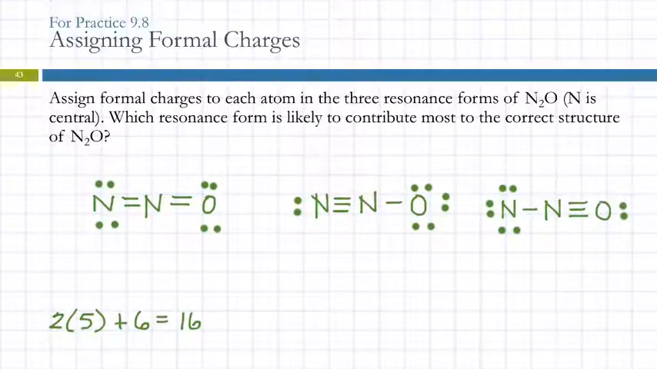Okay, so 3 resonance structures. We would put double-headed arrows between them, and we'd say, well, the actual molecule's probably some combination of those. It's not necessarily an even combination, okay?